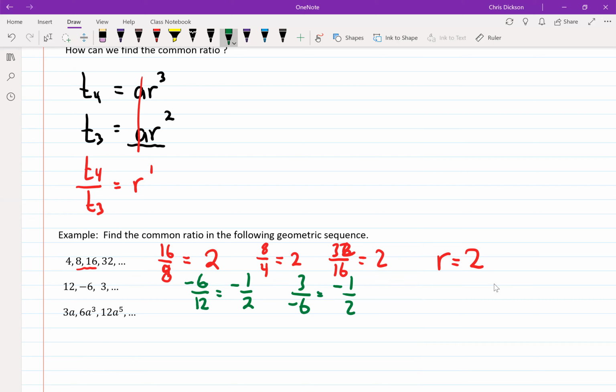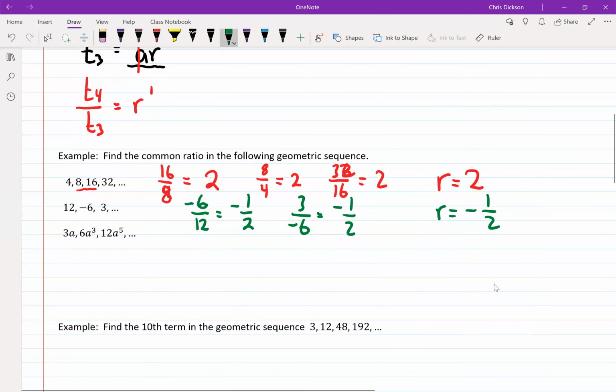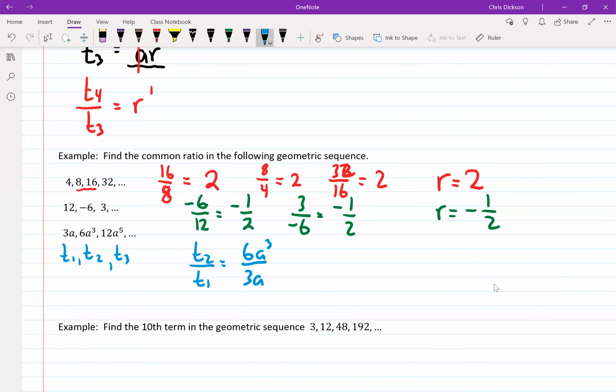So assuming this pattern follows, the common ratio here would be -1/2 then. Okay, so our last example of finding the common ratio, if we take T1, T2, and T3, a little bit different with variables here, but if I divide two terms that come one after the other, so subsequent terms, so if I did T2 divided by T1, that would be 6a cubed divided by 3a. And so 6 divided by 3 is 2, and then a cubed divided by a is a squared.